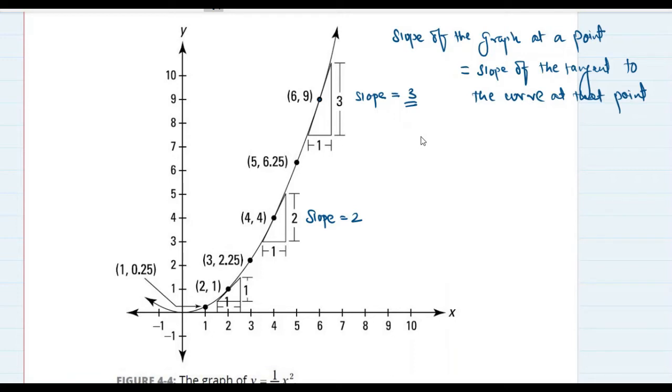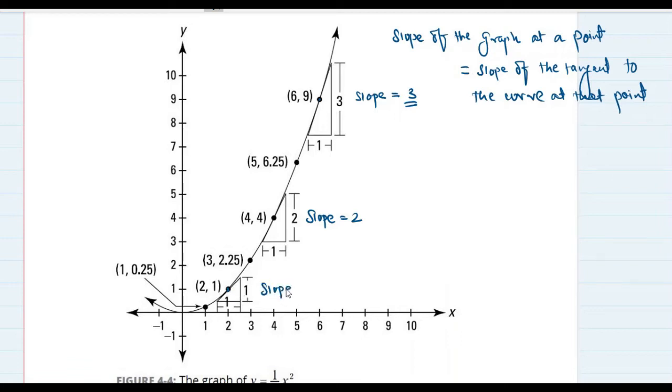So that's why we find the slope of a graph at a point when the graph is in the form of a curve. And that slope of the graph at a point for a curved graph is nothing but the slope of the tangent to the curve at that point, which we are seeing is different at different points. What about at this point? What is the slope?